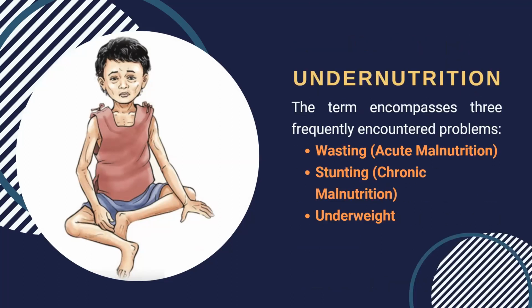The term encompasses 3 frequently encountered problems. Number 1 is wasting, which is also called acute malnutrition. Number 2 is stunting, which is also called chronic malnutrition, and underweight.